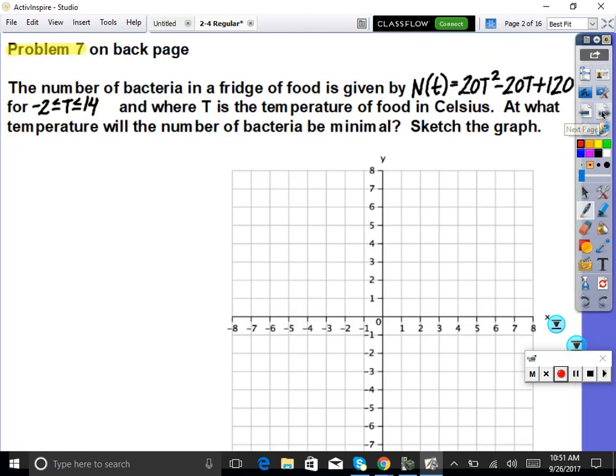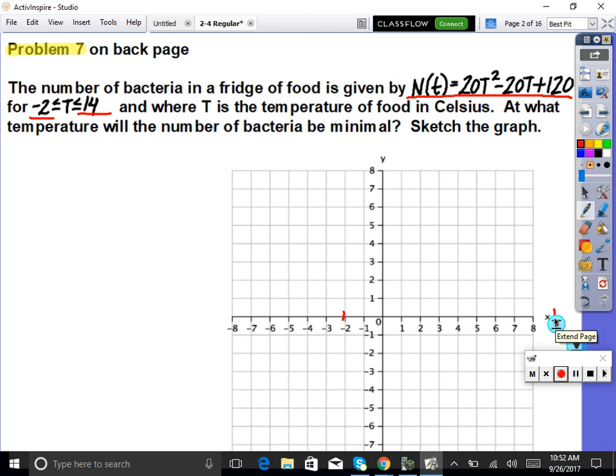Okay, cool. So let's look at number 7 on the back page. This one's super easy. You just got to know what it's asking. It says, the number of bacteria in a fridge of food is given by this equation here. Okay, so that's representing bacteria in a fridge. Now it says over the interval, so for temperatures between -2 and 14 degrees Celsius. That doesn't even really matter. Okay, cool, we're only looking at the temperature between those 2 degrees. Does everybody understand, though, that that's not really saying much more here? It's just saying look at the temperature between -2 and 14. That's all we care about.